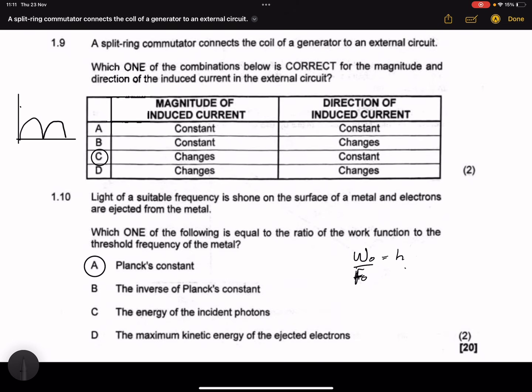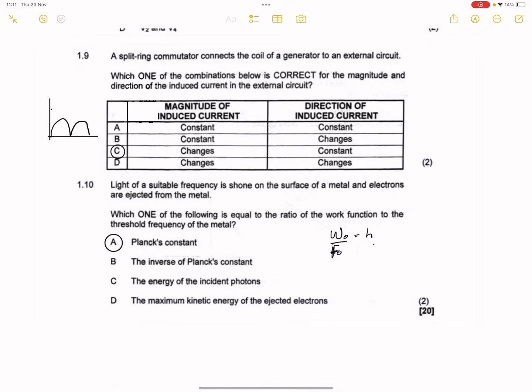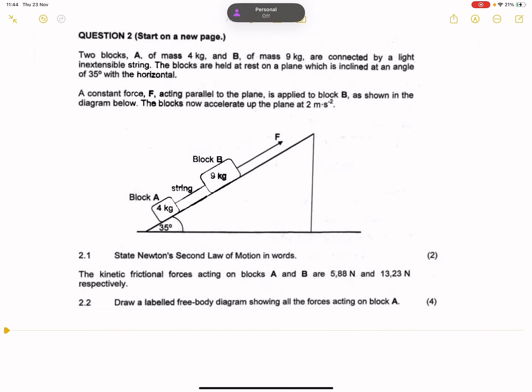All right, and that is how the cookie crumbles when it comes to the multiple choice section. I hope that made sense, ladies and gents. All right, let's move on to the next question. Moving on to question 2. All right, let's have a look at it.